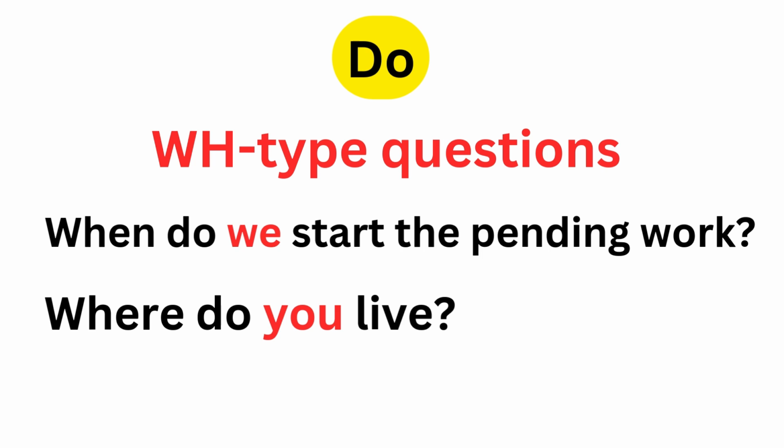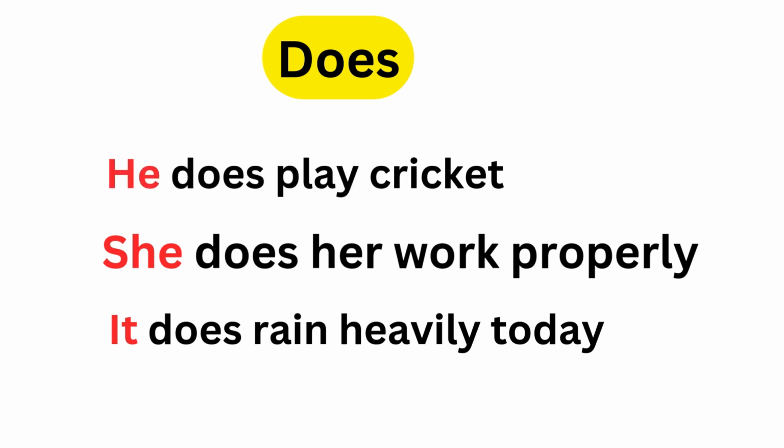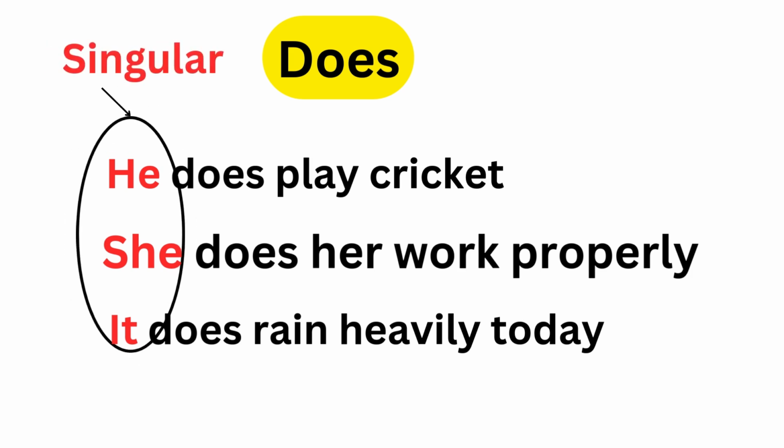Now let's move to does. He does play cricket. She does her work properly. It does rain heavily today. In all sentences, we use does because the subjects are singular: he, she, it.